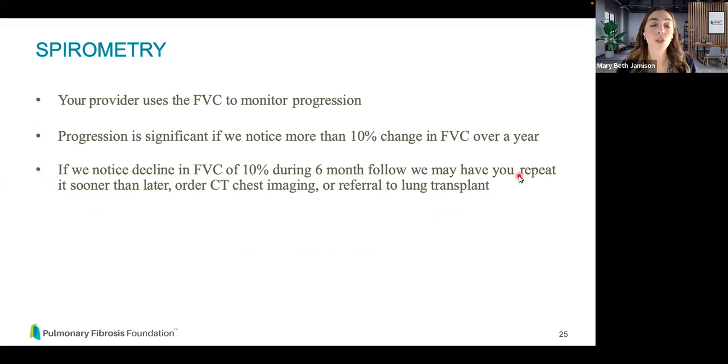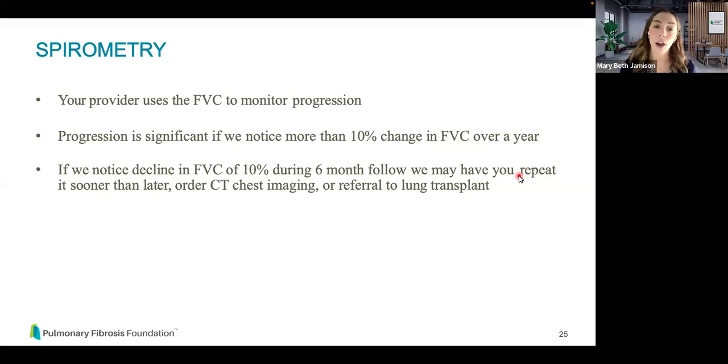What are we using spirometry for? We use the FVC to monitor progression. That is one of the main numbers that we use. But we also use the diffusion quite a bit, but we're really looking at that FVC to monitor progression. And we would consider progression significant if we notice around 10% or more change in that FVC over a year. All right, so if we notice that decline quicker than that, if it's that 10% during a 6-month follow-up, we're going to have some questions.